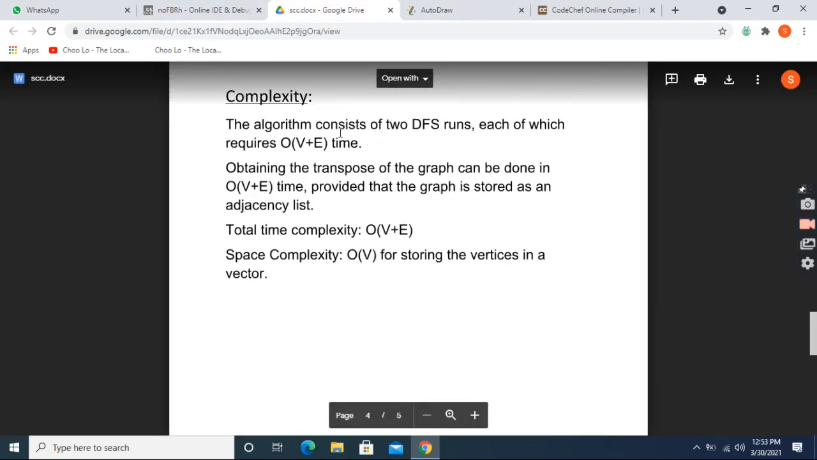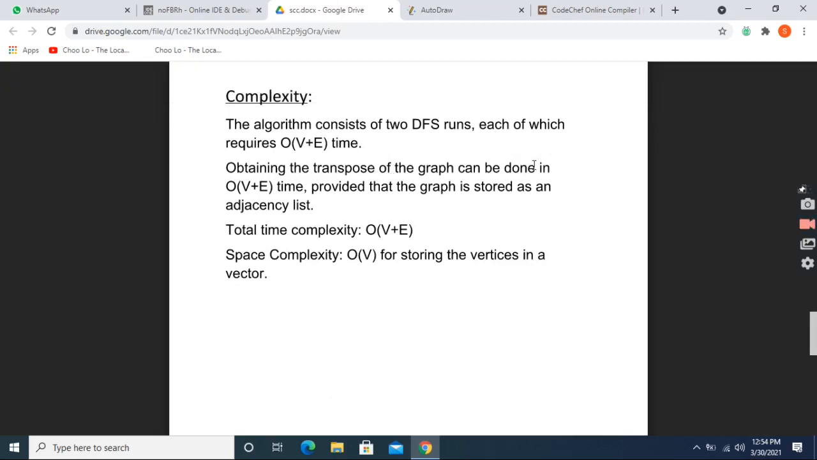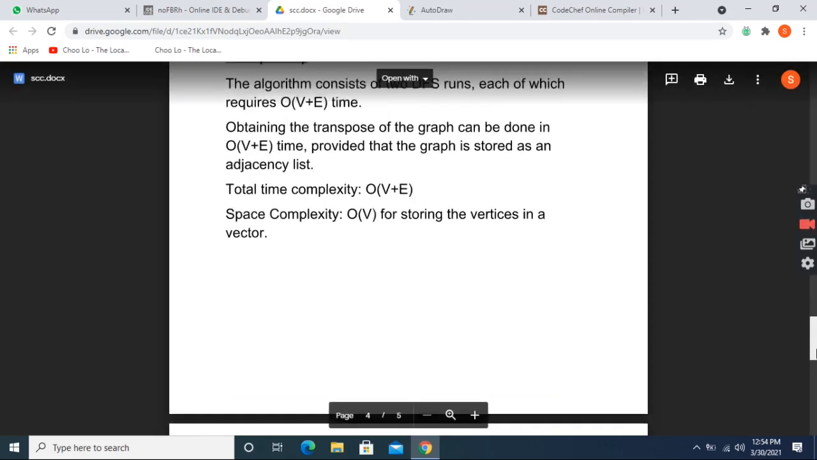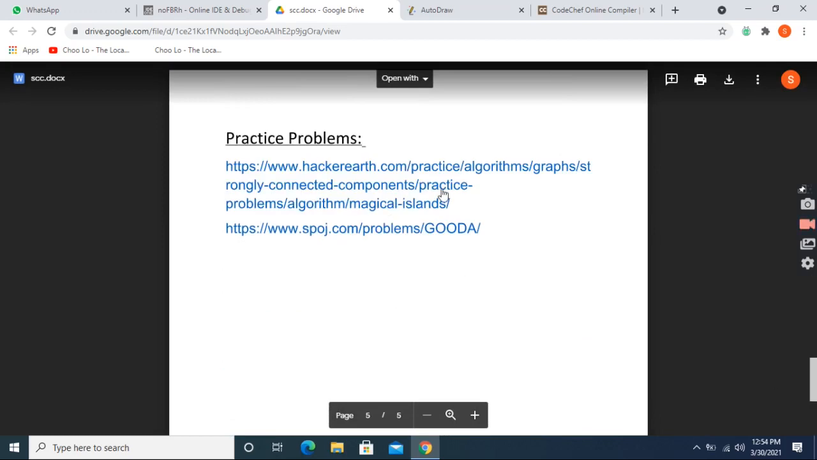So the complexity of this algorithm is O of V plus E because it consists of two DFS runs, each of which requires O of V plus E time. Obtaining the transpose of this graph can be also done in O of V plus E time, provided that the graph is stored as an adjacency list. The space complexity is again O of V for storing the vertices in a vector. Here I have some practice problems for you to practice this algorithm.